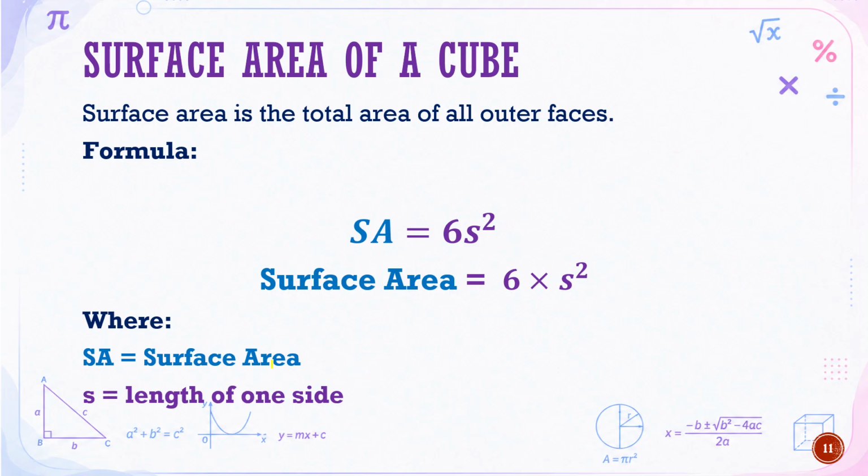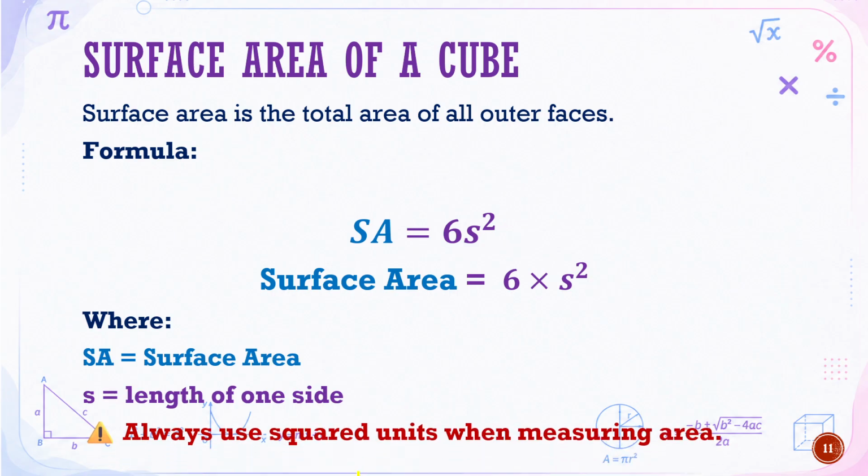And how many square faces are there in cube? 6. So that's why to identify the total area of all the outer faces, we multiply it by 6 because there are 6 square faces in the cube. And each square face is nothing but a normal square having an area of square of sides. That's why surface area becomes 6 multiplied by square of side.